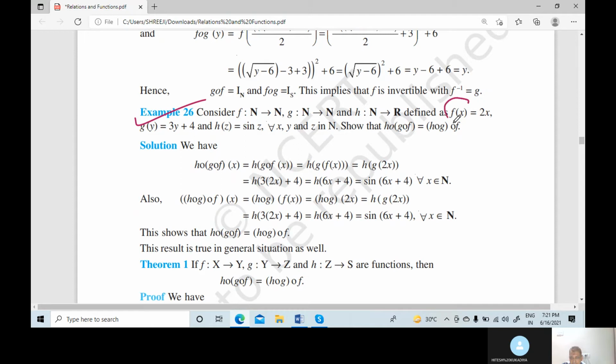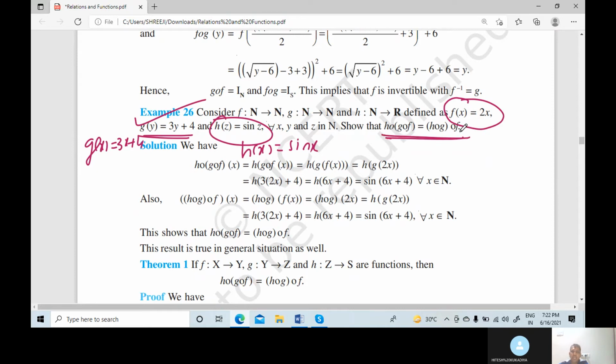Here the variable: f(x) = 2x. You can write g(y) = 3y + 4, otherwise you can write g(x) = 3x + 4. Both are right. You can choose any variable. Okay, h(z) = sin z, so you can write h(x) = sin x also. So we can use only the one variable x.